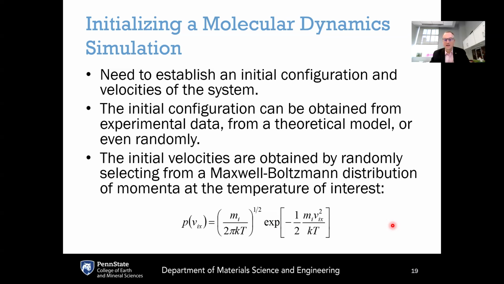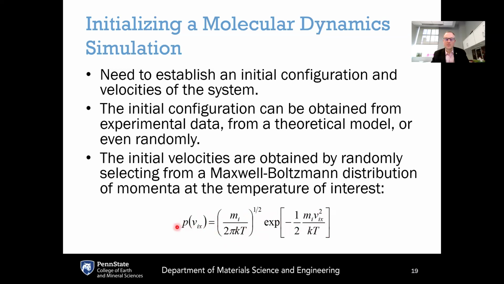How do we get the initial velocities? They are obtained based on the temperature of the system. And this would be the initial temperature of the system, and randomly drawing values from a Maxwell-Boltzmann distribution to get the momenta that corresponds to that particular temperature. So this is the probability of having velocities at different levels. And then this is a function of the mass of the particle and the temperature of the system, and this would give the Maxwell-Boltzmann distribution.